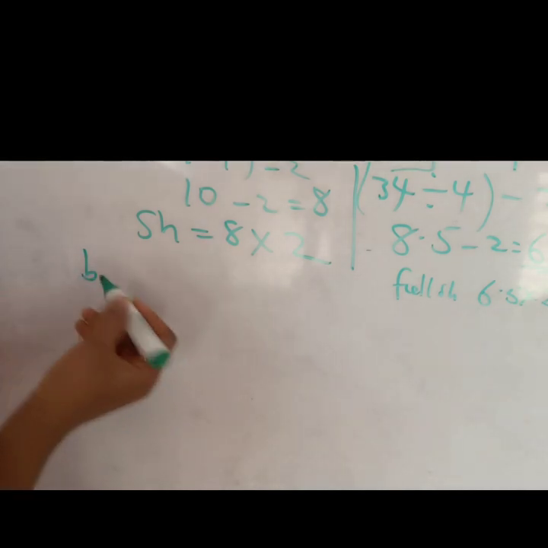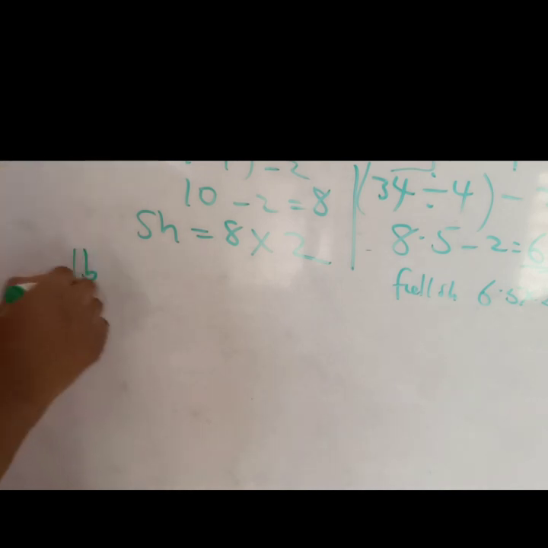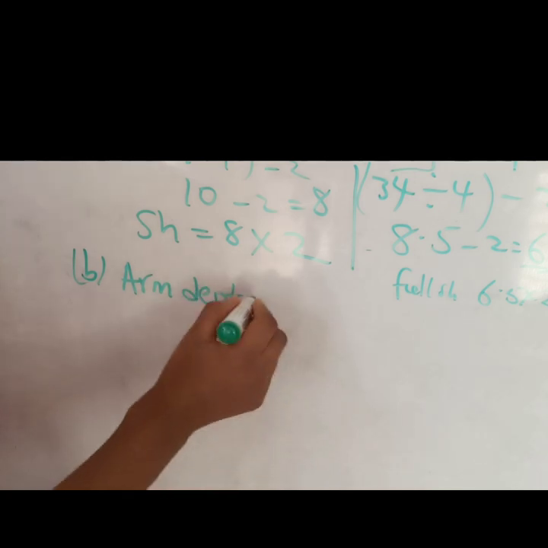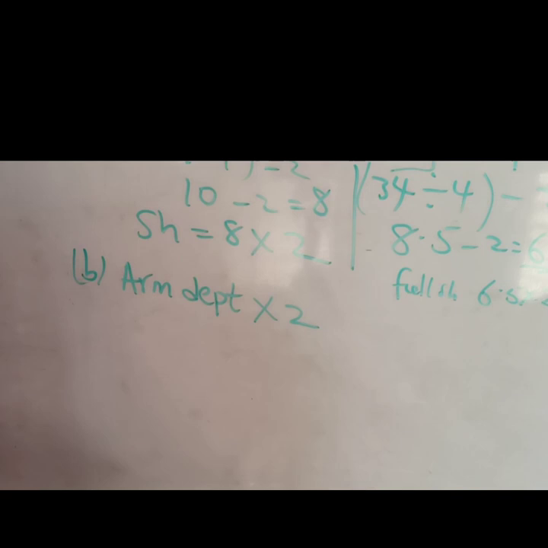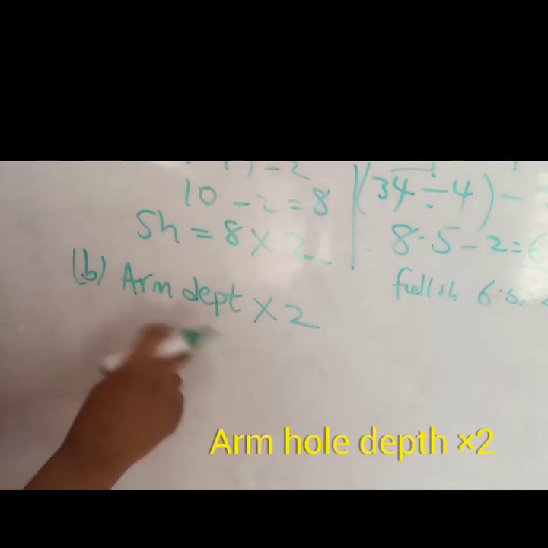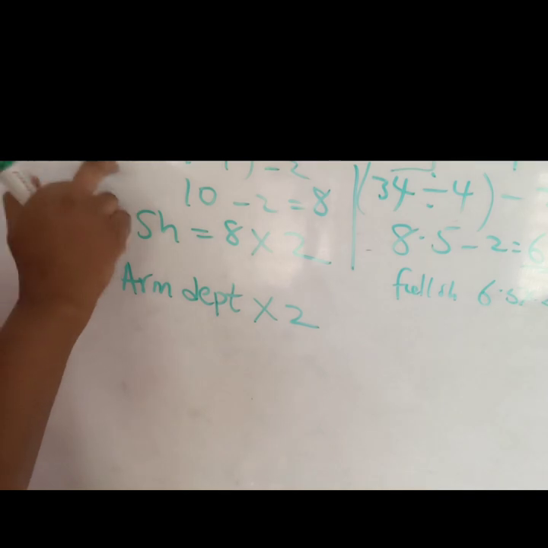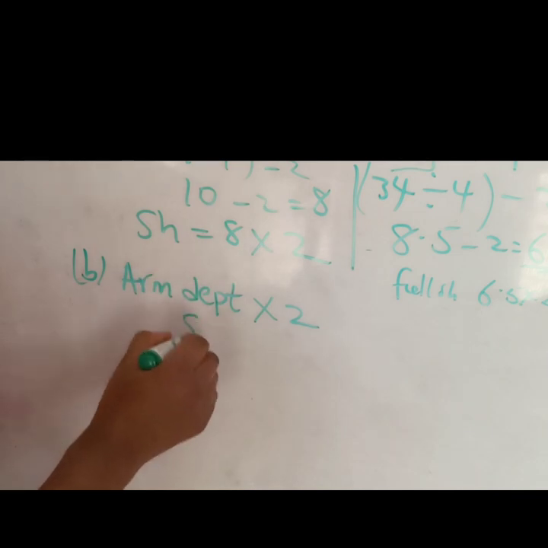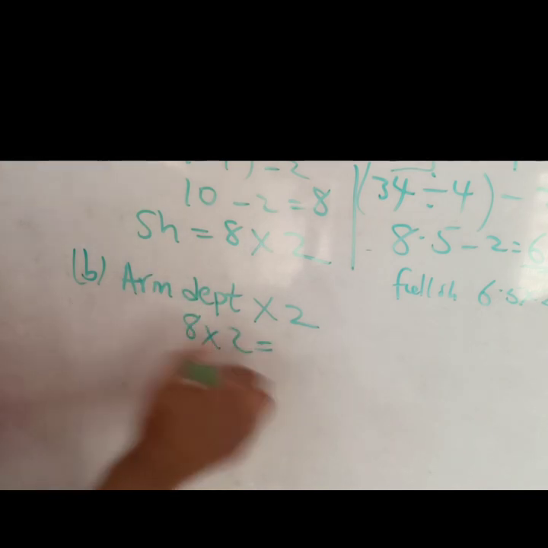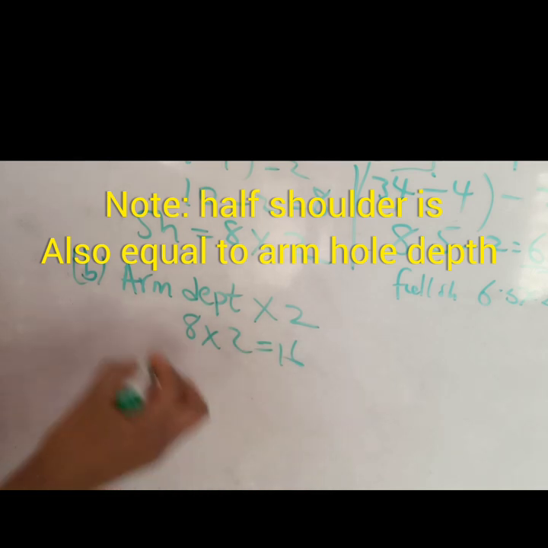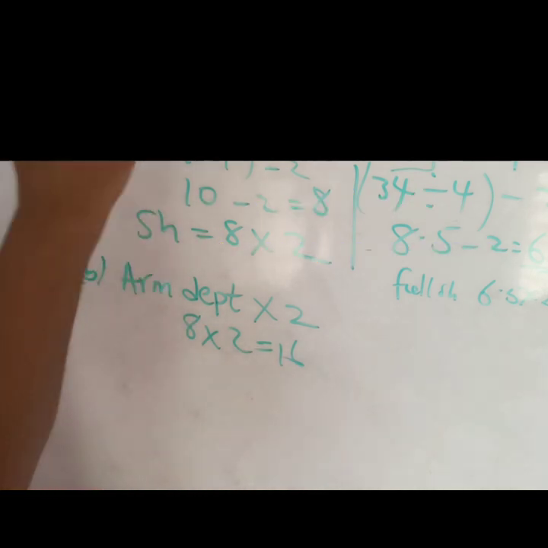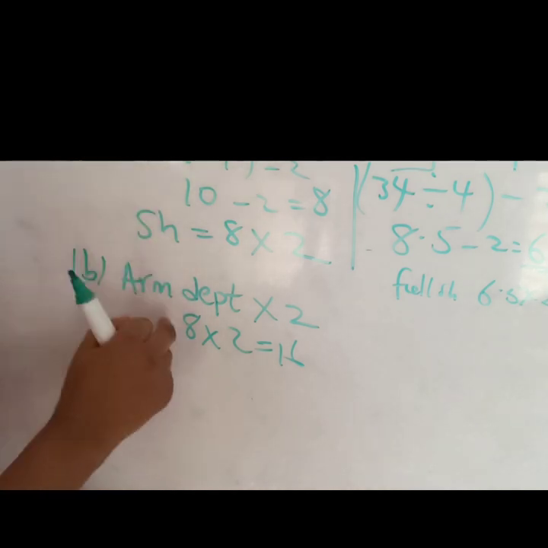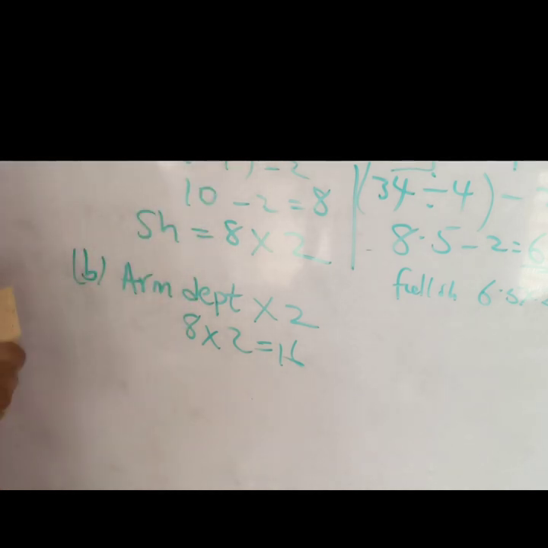Another way to also calculate this is to simply multiply the armhole depth times 2. So if your armhole depth, let's say for this one, is 8, you simply multiply by 2 to have the full shoulder, which is 16. So the armhole depth and the shoulder have a relationship. If you know the armhole depth, then it automatically gives you half of the shoulder.